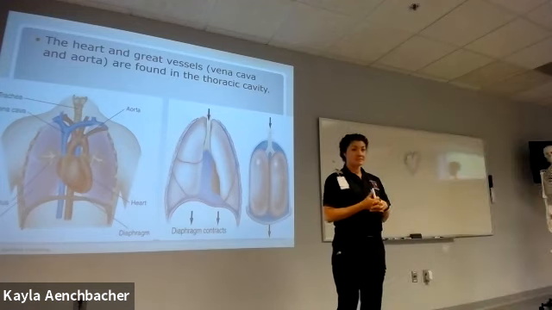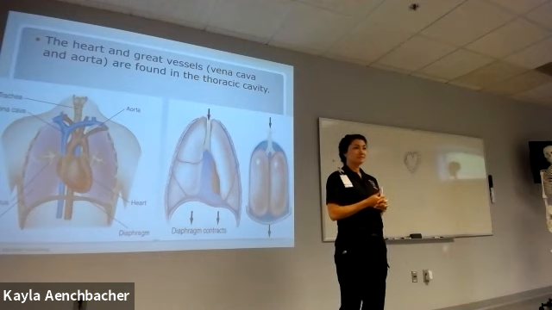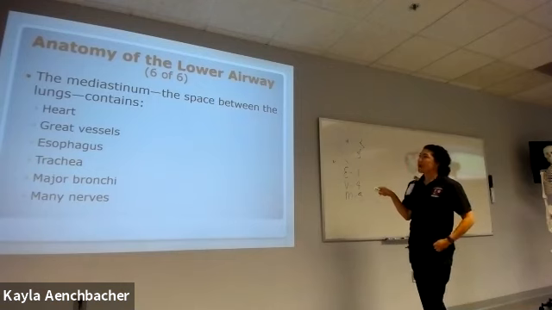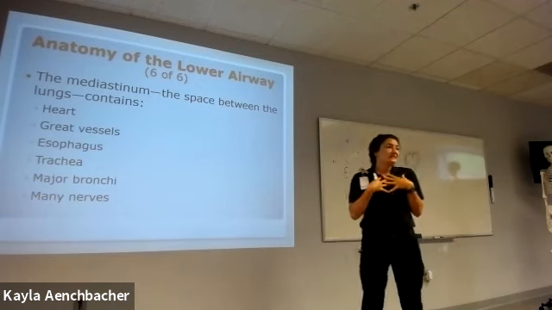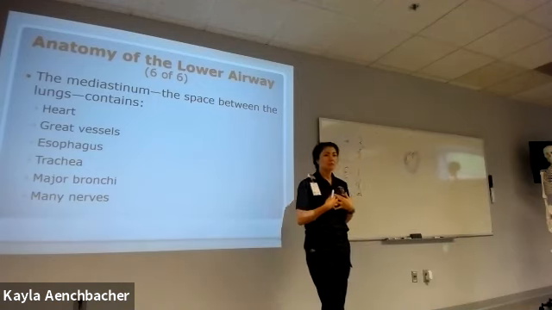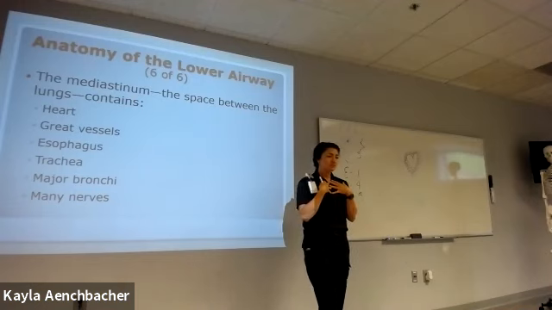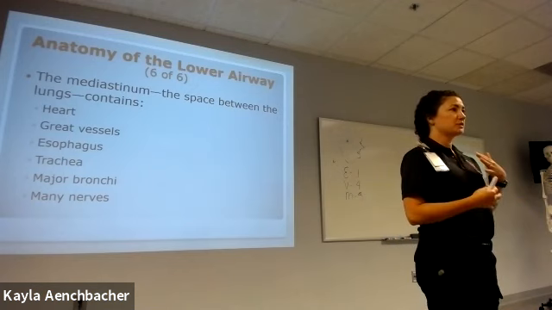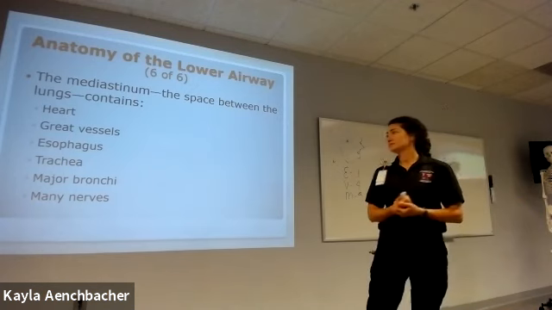Okay, everybody with me so far? So guys, that's the mediastinum, that's that area that I'm concerned about when it comes to a tension pneumo, right? The heart, the esophagus is there as well, those great vessels, the vena cava, the arteries.